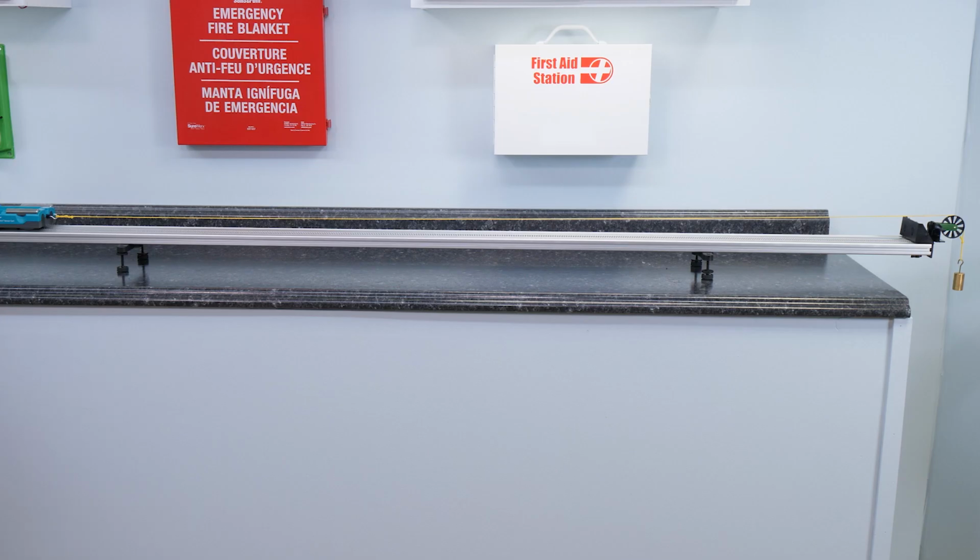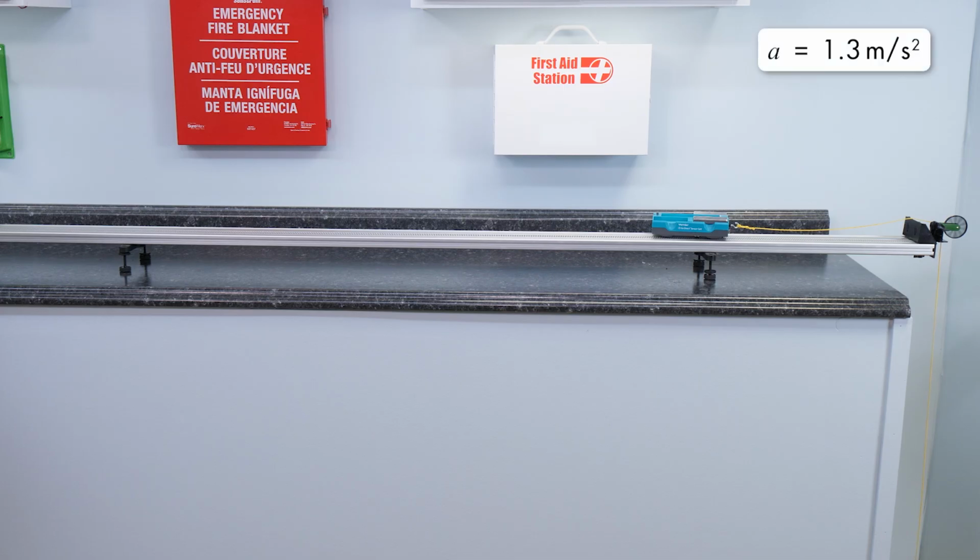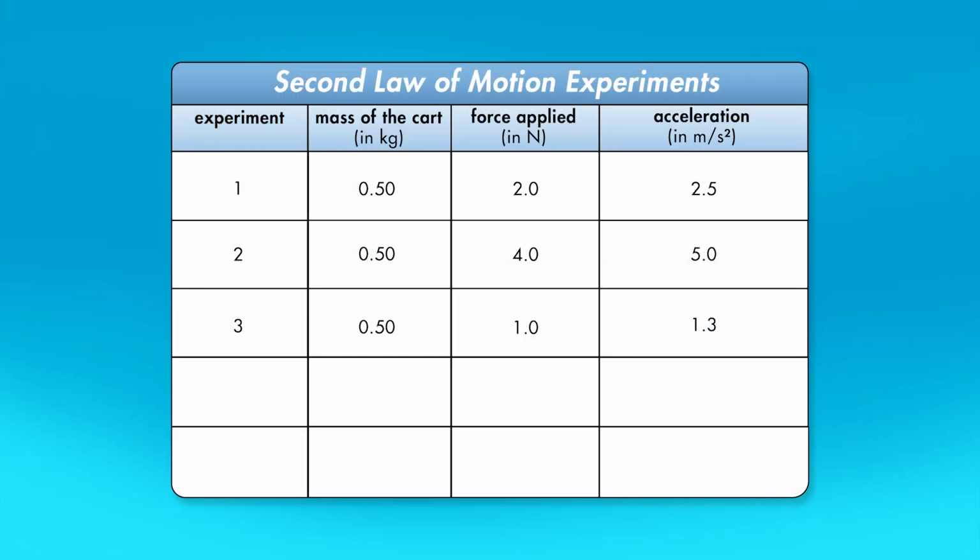According to our sensor readings, the acceleration of the cart was 1.25 meters per second squared, which we rounded to 1.3 meters per second squared in this experiment. Let's compare the data from the second and third experiments. When the force decreased from 4.0 newtons to 1.0 newtons, the acceleration decreased proportionally, from 5.0 meters per second squared to 1.3 meters per second squared. Once again, our results show that acceleration is directly proportional to the force.